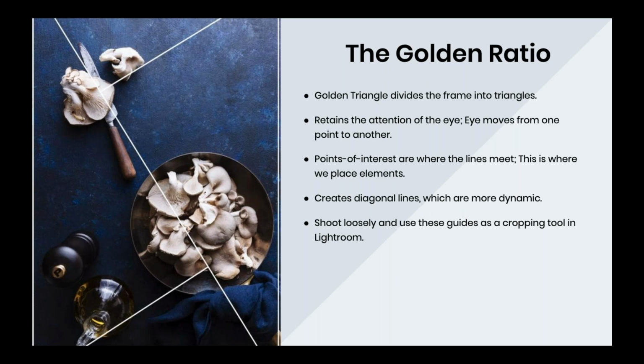Okay, the golden triangle also has this ratio, and it divides the frame into triangles, as you see in the overlay I have in the image here. And these are a really dynamic way to compose food photography. So if you start to study food photography, you'll see that a lot of food photographers are using this. So again, using the diagonals, because diagonals have a lot of energy to them.